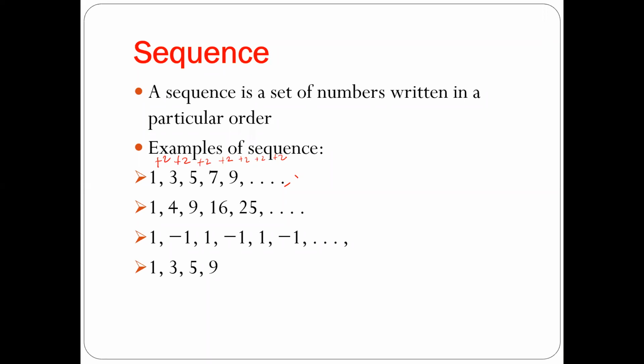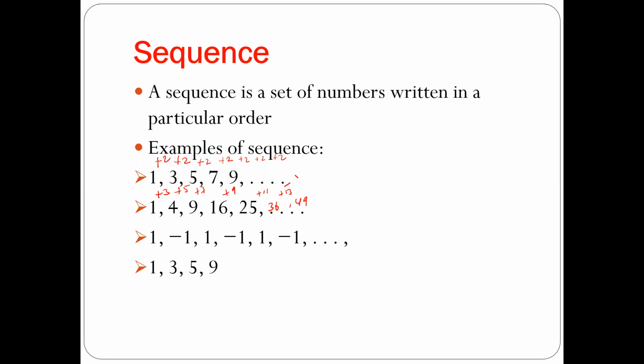Look here, 1 plus 3 is 4, 4 plus 5 is 9, 9 plus 7 is 16, 16 plus 9 is 25, 25 plus 11 is 36, 36 plus 13 is 49. This is also a sequence. Here we add an odd number to the preceding term to find the successive term.